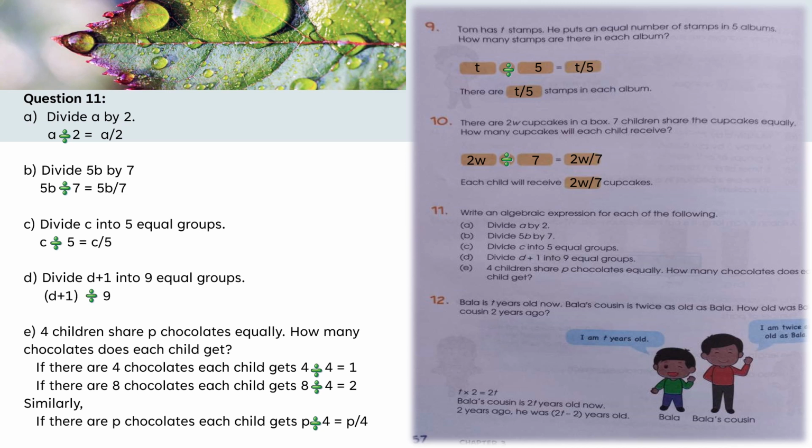Question number 12 says, Bala is T years old now. Bala's cousin is twice as old as Bala. How old was Bala's cousin 2 years ago? Again, Bala is T years old and Bala's cousin is twice as old as Bala. So, Bala's cousin's age is T into 2, or 2T. So if Bala's cousin is 2T years old now, then 2 years ago he was 2T minus 2 years old.